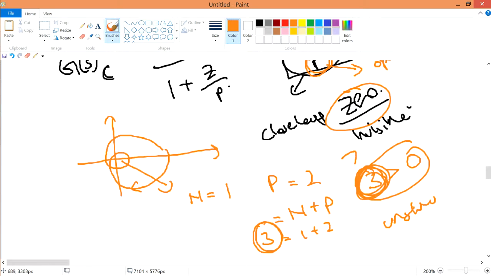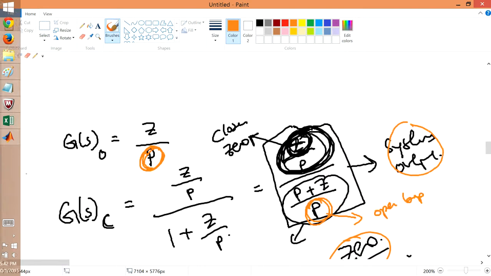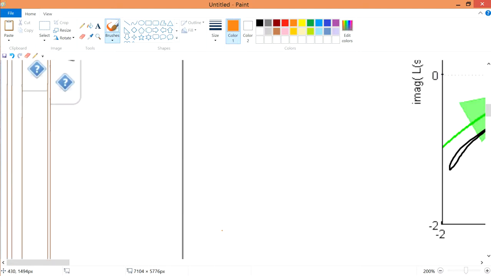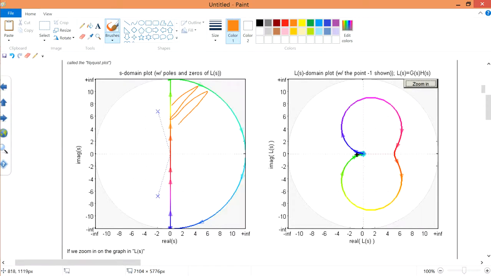And this 3 is simply Z in our formula, Z equals N plus P, correct? So this Z is the number of zeros in the right half plane, correct? Which is inside this right half plane. So you have 3 zeros somewhere, we don't know where yet, but we know that there are 3 zeros, and therefore we can say that this system is unstable.